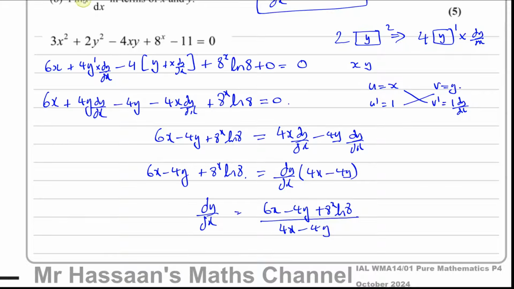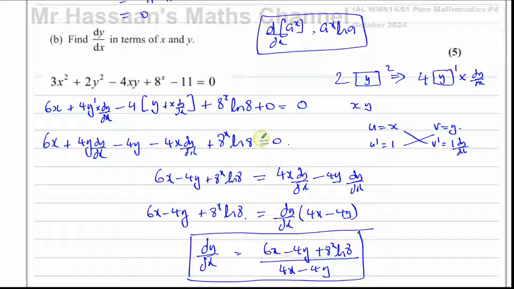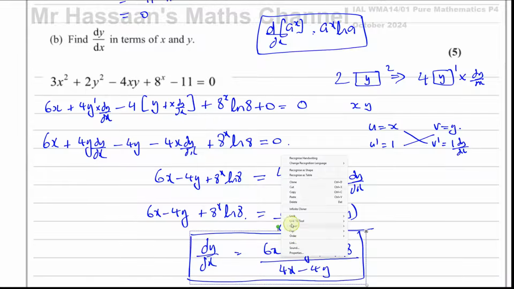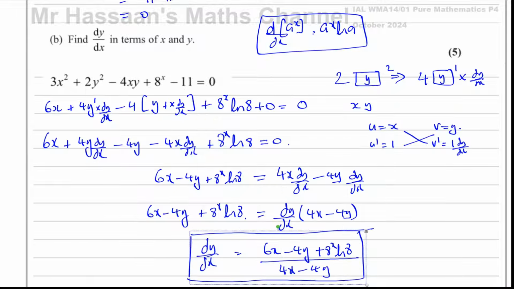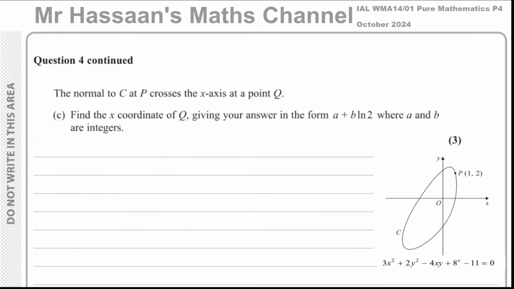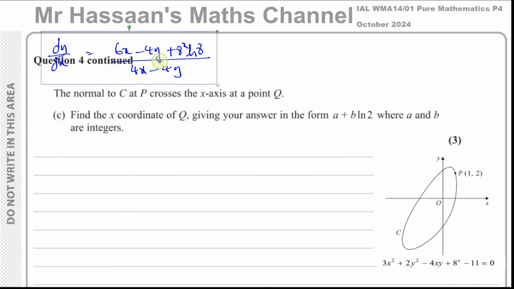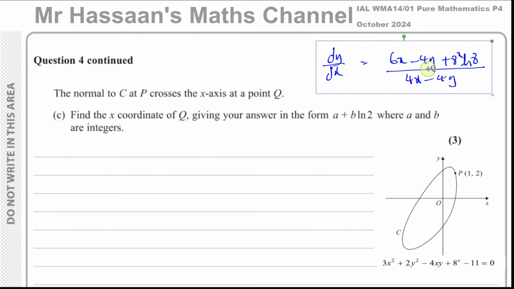Okay, that's dy dx. A bit long-winded, we've got that at the end. Okay, there's 8 to the power of x ln 8. So that's dy dx in terms of x and y. So that's part B of this question. Okay, I think I'll need this. Okay, now for part C, we're told that the normal to curve, let me just paste this down here so in case I need it, which I'm pretty sure I will.